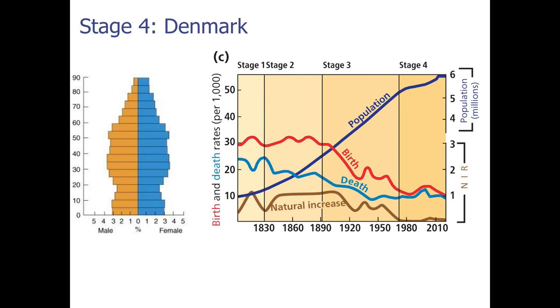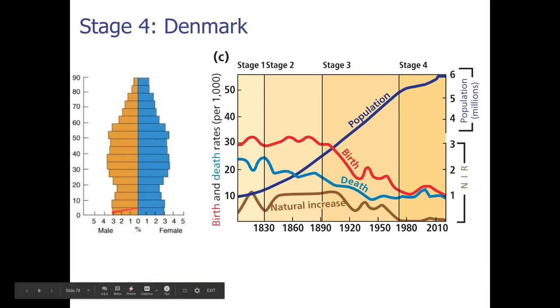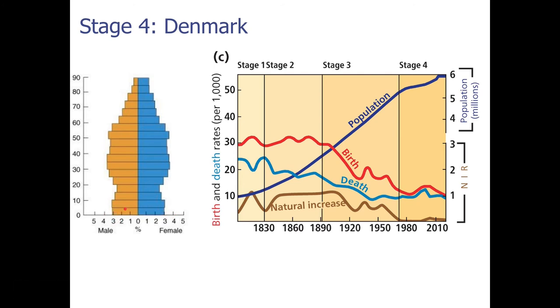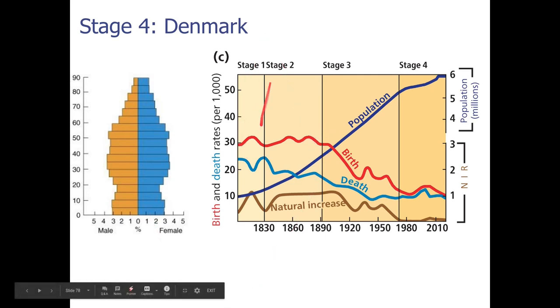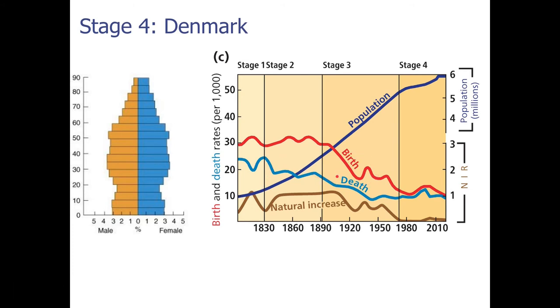And then if we look at Denmark, Denmark's been in stage four since the 70s. A decreasing population. You can tell it's decreasing because the bottom bars are smaller than the upper bars. Denmark, stage four, typical of the Western experience, entering stage two as a result of the Industrial Revolution, and then entering stage three as the result of social change.